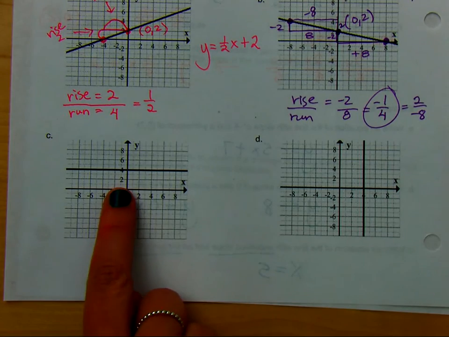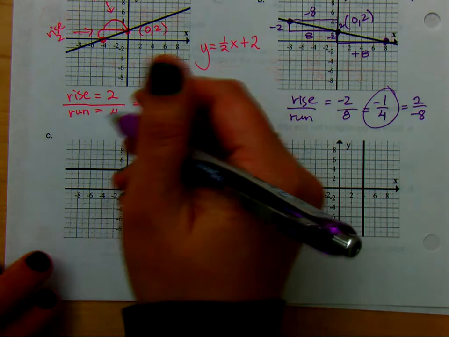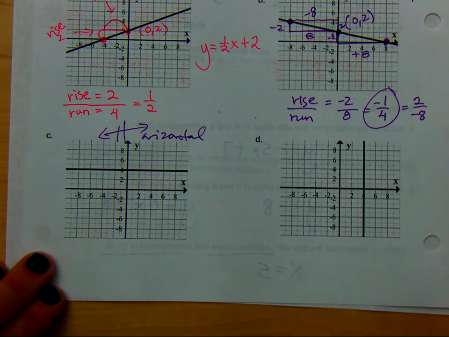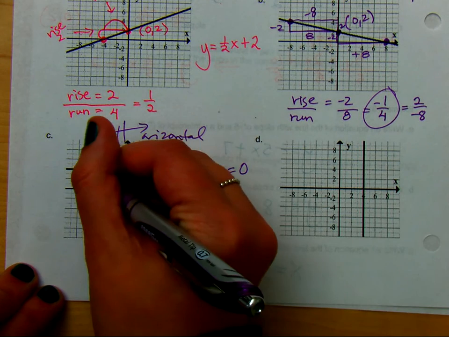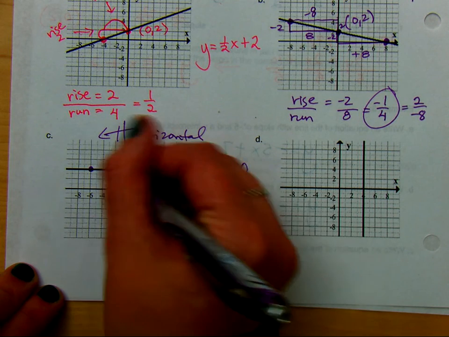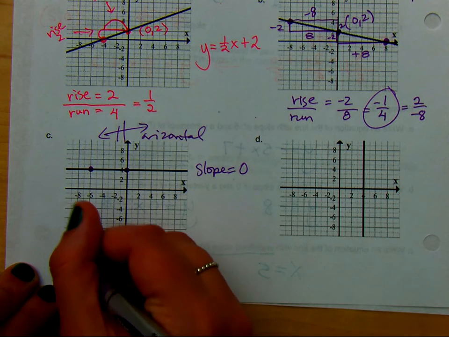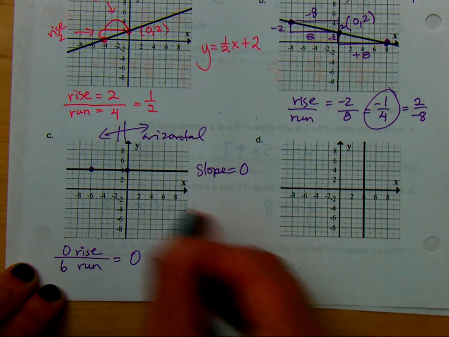Okay, you see this kind of line. What kind of line is this? Horizontal line, right? It's a horizontal line. What kind of slope does it have? 0 slope, right? The slope is 0. You could prove it to yourself. The rise is 0. The run from here to here is 6. So if I have 0 rise over 6 run, I have a 0 slope.